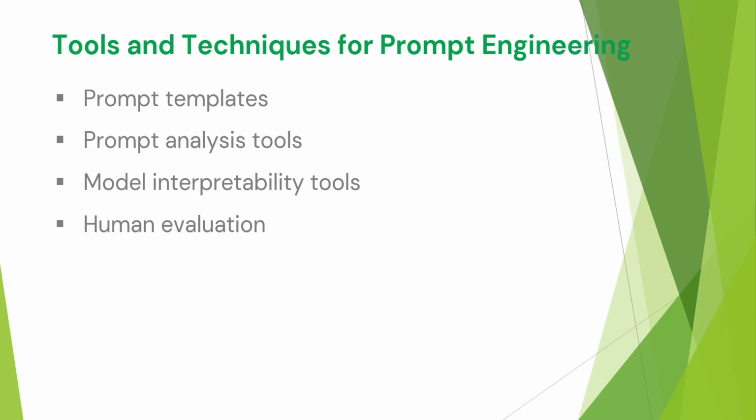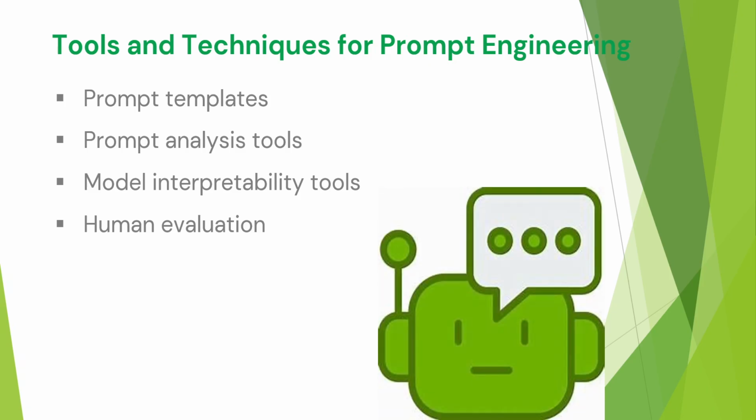Now, the tools and techniques for prompt engineering involve prompt templates, where we use the prompt templates to help guide the design of prompts, using tools to analyze the prompt and identify areas for improvement, also using tools to understand how the model is interpreting the prompt and generating the response, and finally using human evaluation to test and refine the prompts. So this prompt engineering is a crucial step in designing and optimizing the input text used to interact with language models. However, it has certain challenges and limitations such as model bias, lack of context, and ambiguity, which must be considered while designing and optimizing prompts.